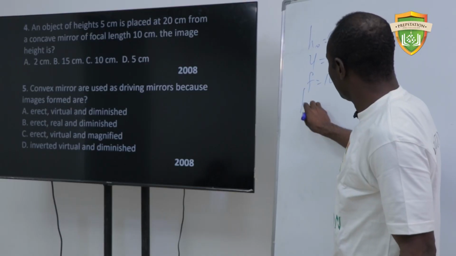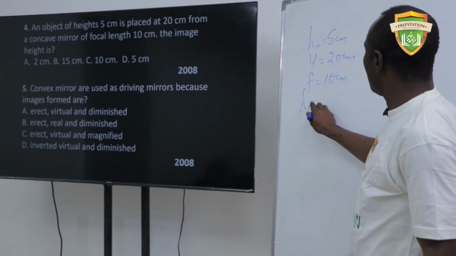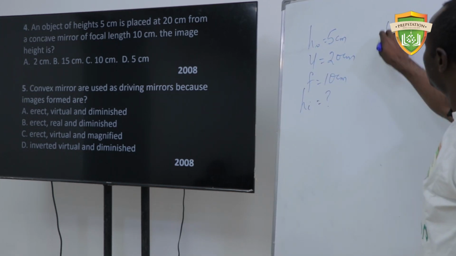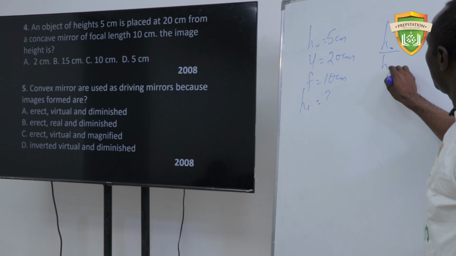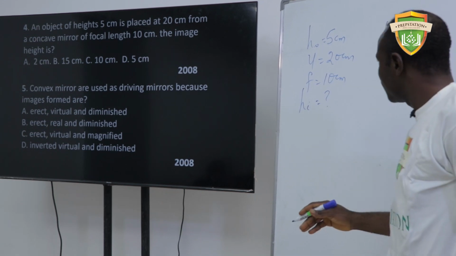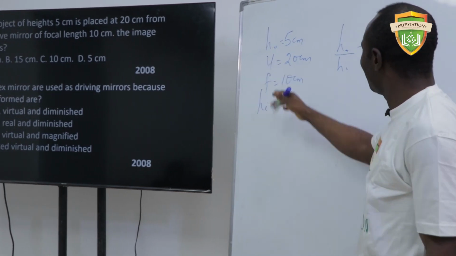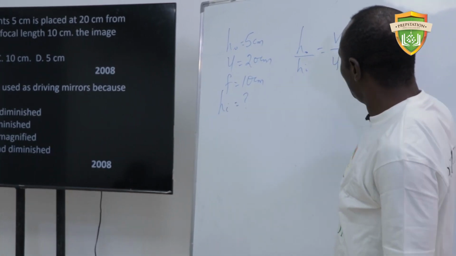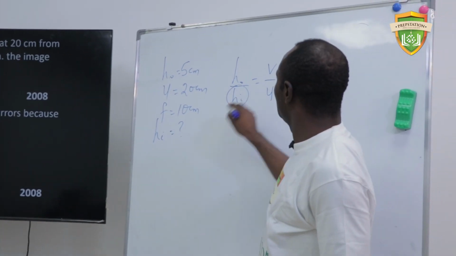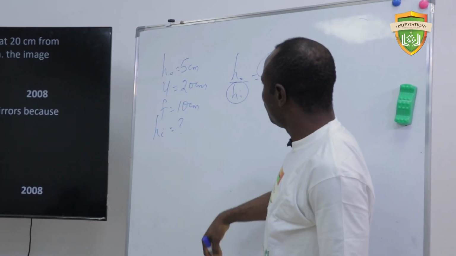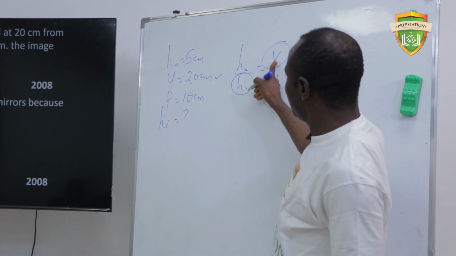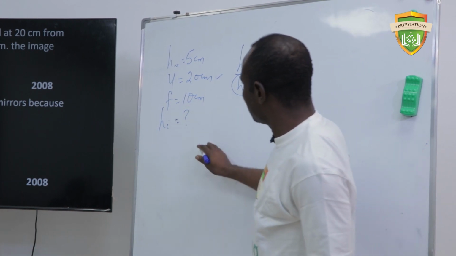Okay, or HI, as the case may be. So from here, if we need the image height, we're going to have a relationship like this, H naught over HI equals V over U. But the problem here now is that there is no V, and we are still looking for HI. So two parameters are not known. But with the help of your U, I can determine the V.